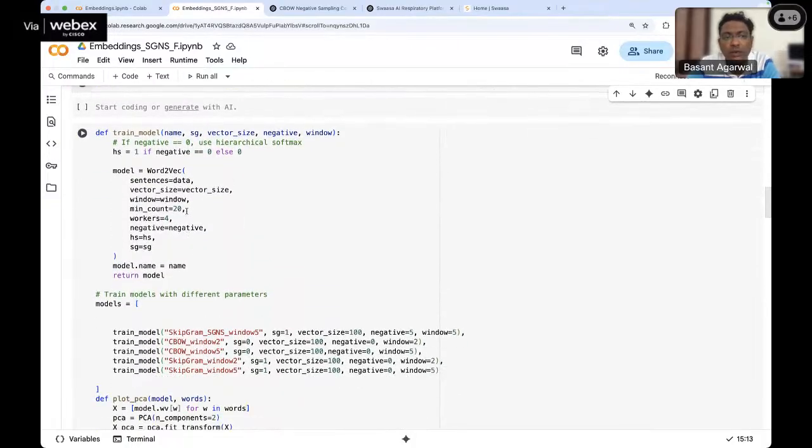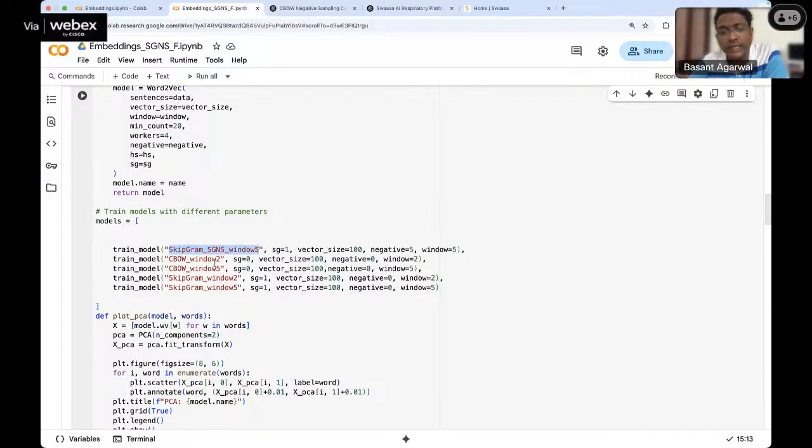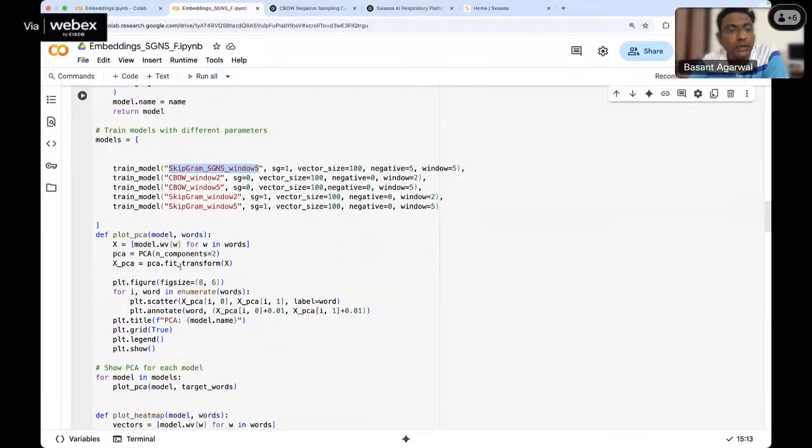Now I run all these models with different parameters, like changing the window size to 5, then 2, and then also skip gram with 2 and 5, and then SGNS, skip gram with negative sampling, with window size 5. I've just changed the window size a little bit to see if that makes any difference or not. And then I will see what output we get.